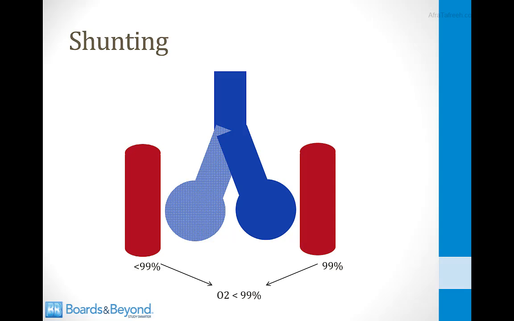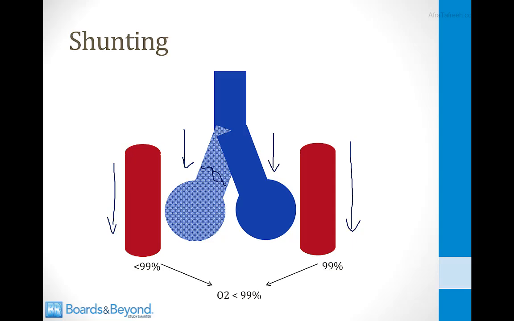To understand shunting, let's consider a situation where we have two alveoli, one on the left side of the screen right here, and one on the right side of the screen right here. And both alveoli have an associated capillary that's carrying blood past the alveolus to pick up oxygen. Now let's assume that this alveolus on the left becomes plugged with mucus from chronic bronchitis, and therefore it does not fill with air and oxygen.